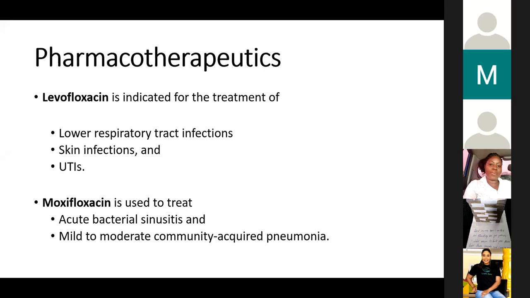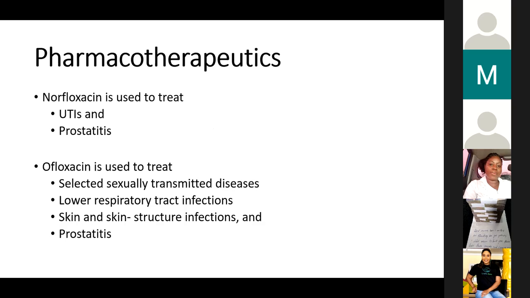tract infections. However, moxifloxacin is used for sinusitis and then pneumonia. Norfloxacin is used to treat UTIs and prostatitis, that's inflammation of the prostate. Ofloxacin is used to treat sexually transmitted diseases, typically gonorrhea, and then lower respiratory tract infections, skin structure infections, and prostatitis.